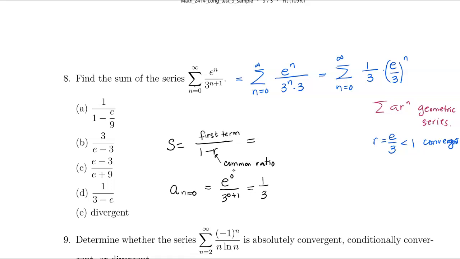That's the first term. So you have 1/3 all over 1 minus the common ratio here, which is this one, e over 3. And then you simplify it. So you will have 1/3 all over 3 minus e over 3. And that is equal to 1 over 3 minus e. You flip the fraction and then multiply that to the numerator. So that gives you letter D.